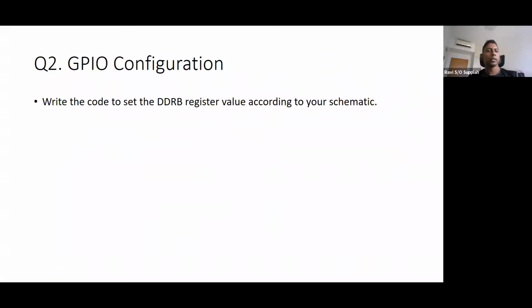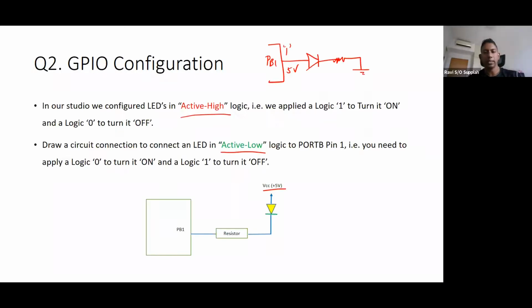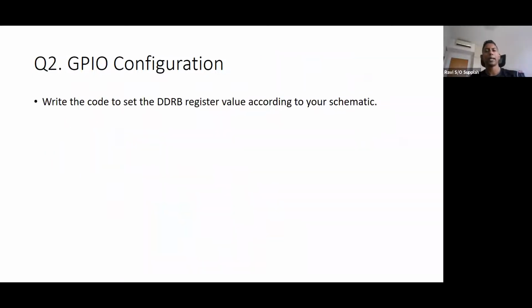Okay, so in this question, you are asked to write the code to set the DDRB register value according to this design. So this is the design. The DDRB is basically setting input and output, correct? So for this question, we need to set it to output by doing an OR with a 1.